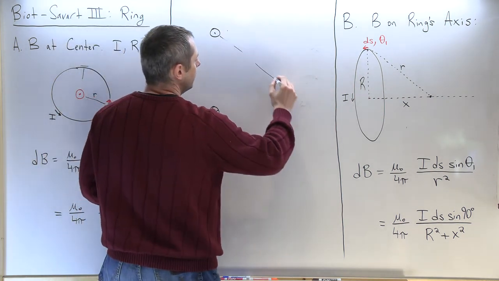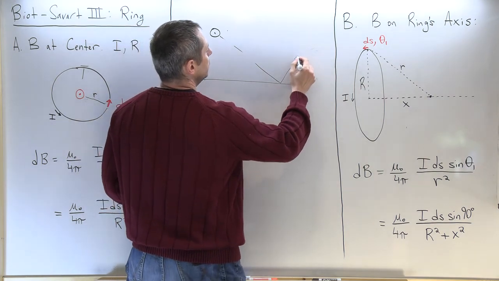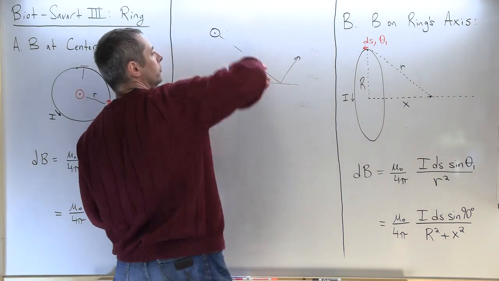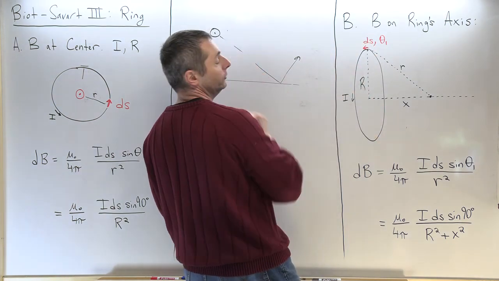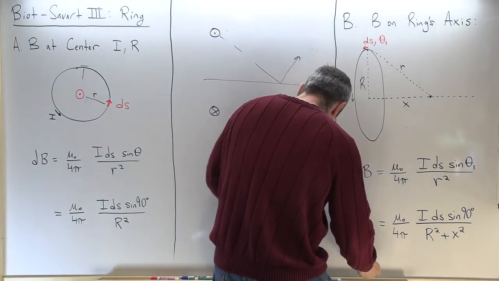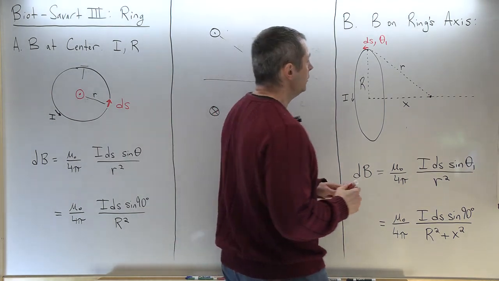And then we could see that the dB would go like this by the right-hand rule. So that's a little easier to see. So if you want to change your diagram to have it drawn this way because it'll be clear, go ahead and do that. Again, this is all what's going to be easiest for you to understand.